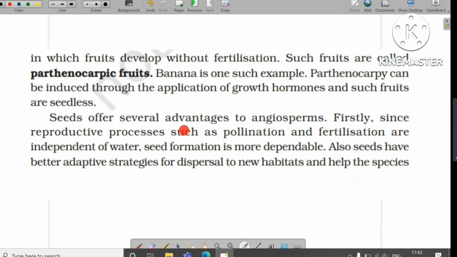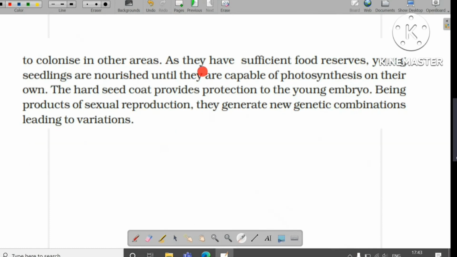Seeds offer several advantages to the angiosperms. Firstly, since the reproductive processes such as pollination and fertilization are independent of water, seed formation is more dependable. Also, seeds have better adaptive strategies for dispersal to new habitats and help the species to colonize in other areas. As they have sufficient food reserves, young seedlings are nourished until they are capable of photosynthesis on their own. The hard seed coat provides protection to the young embryo. Being products of sexual reproduction, they generate new genetic combinations leading to variations.